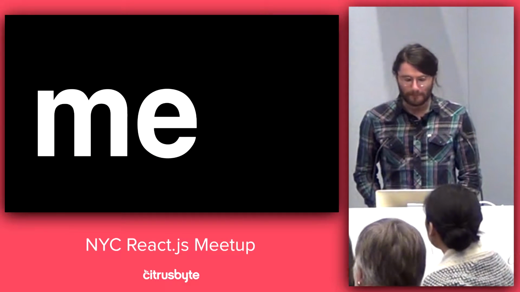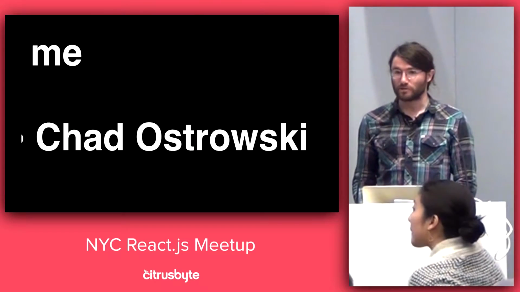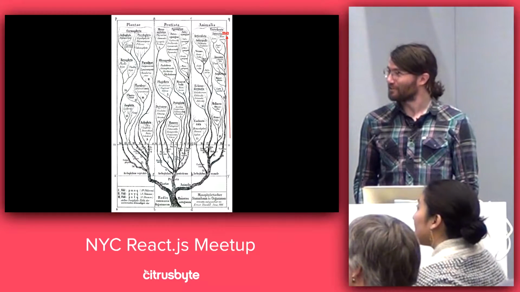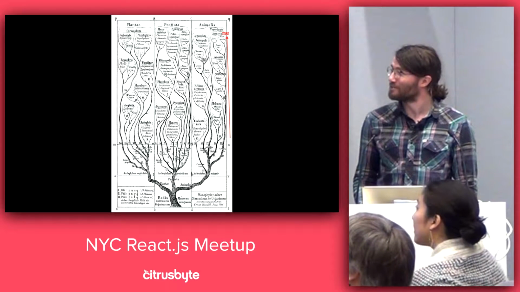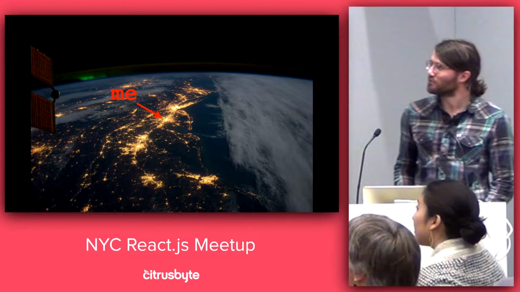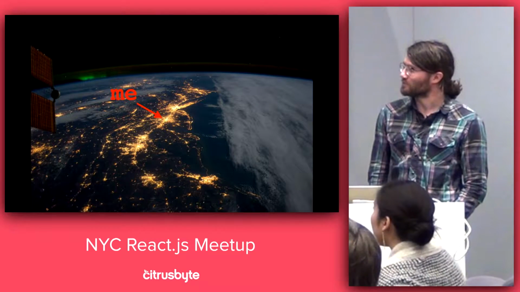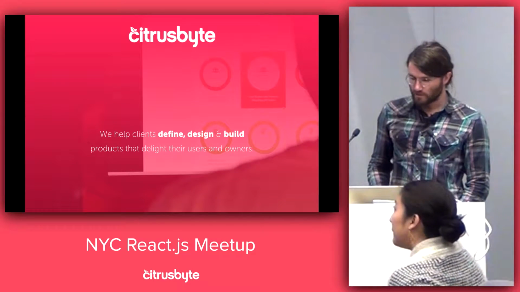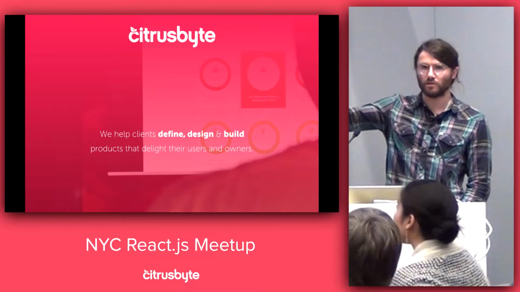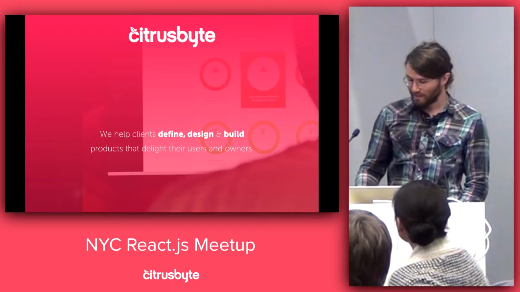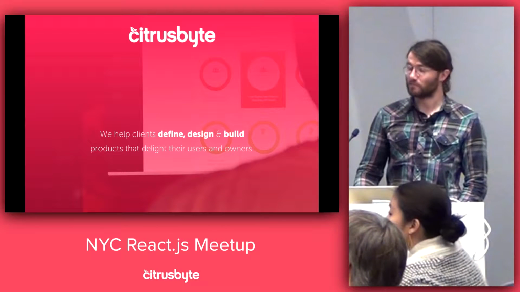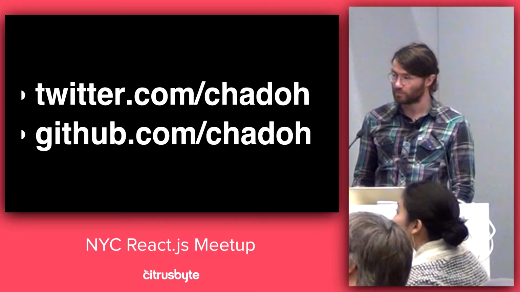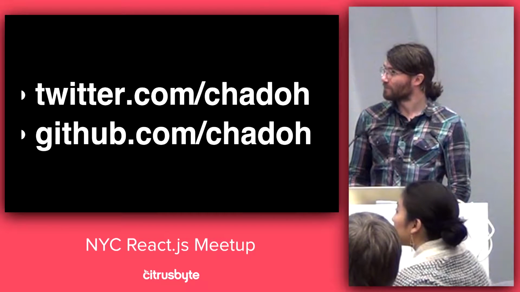Before we get into that, a little bit about me. My name is Chad Ostrowski. I live in the Milky Way galaxy, about right there, on a water planet called Earth. This is how I fit into the local biosphere. And I live in a city called Philadelphia, a little south of this one. I work at Citrusbyte, and we have employees all over the world. So there are a few here in New York who organize this wonderful meetup. And I'm a Philly outpost. You can find me online at twitter.com/Chado, GitHub Chado, and Chado everywhere.